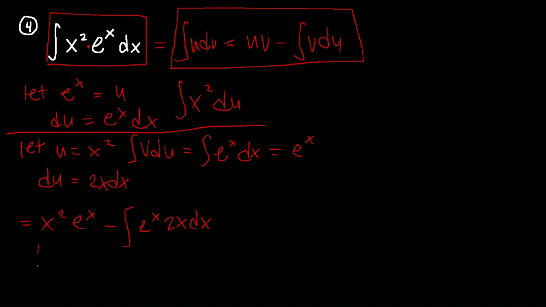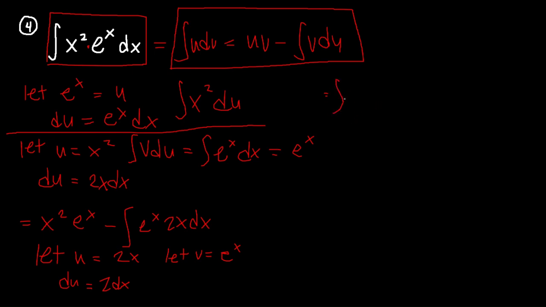So we can let u be equal to 2x instead, and then du is going to be 2 dx. Okay, and then let v be equal to e^x integral, because this has an exponent of x. Alright, so now we can do the integration by parts again.